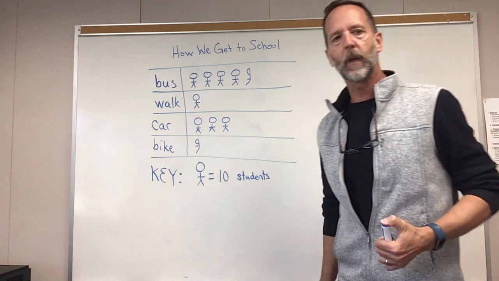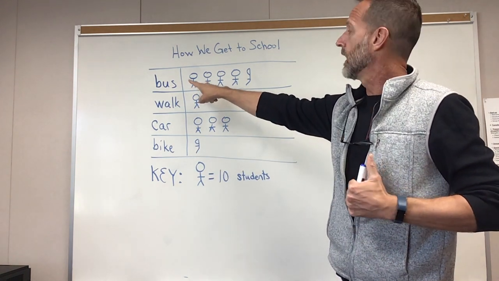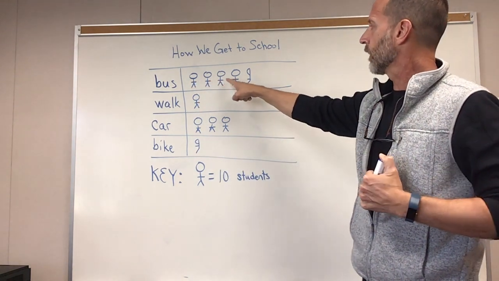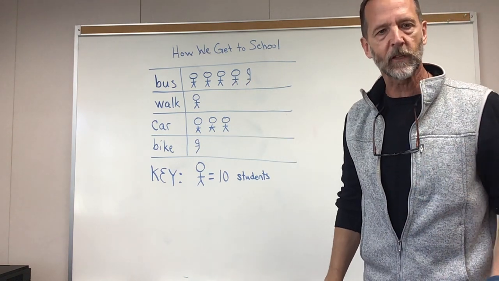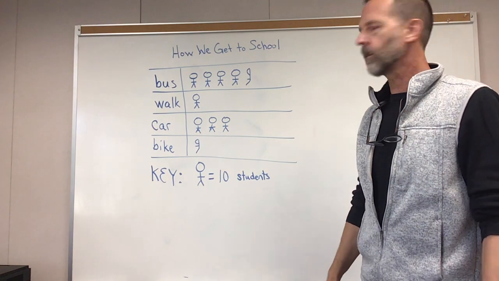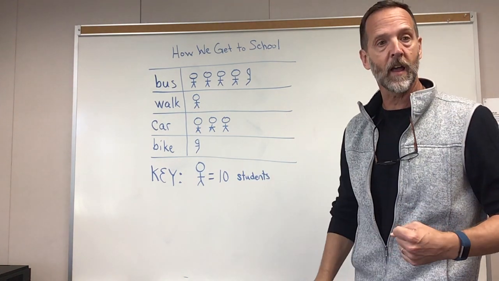So let's do the bus people first. I've got, remember, each one is 10, right? I've got 10, 20, 30, 40. That's not a whole stick figure. That's only half a stick figure. Oh, I know why they did half a stick figure, because it's only half of that amount.